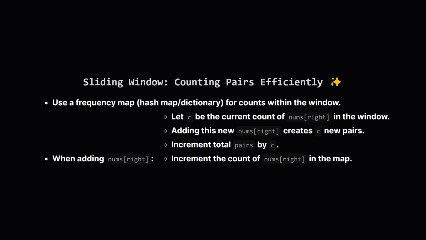How do we efficiently update the pair count as the window slides? We can use a hash map, or a dictionary in Python, to store the frequency of each number currently inside our window. When we slide the right pointer and add a new number, say nums[right], let's look up its current count in our map. Let's say it's already appeared c times in the window. Adding this new instance creates c new pairs with the previous instances, so we add c to our total pair count for the window. Then, we increment the count for nums[right] in our map.